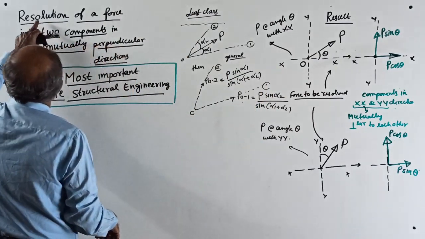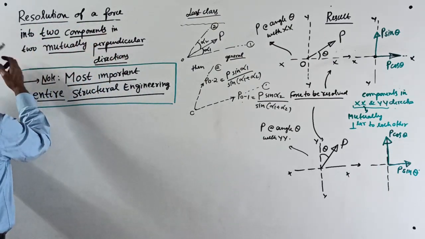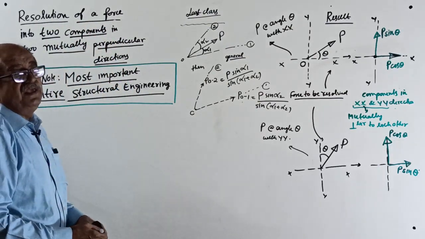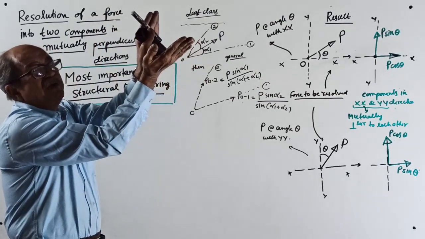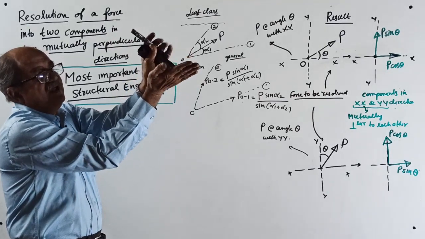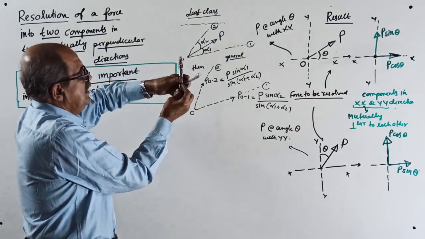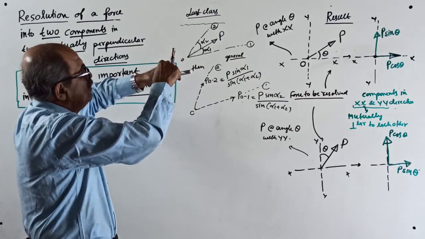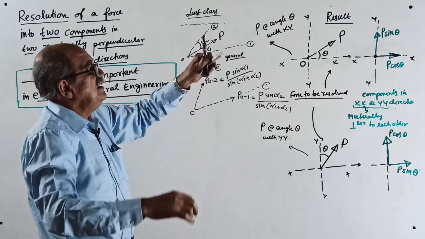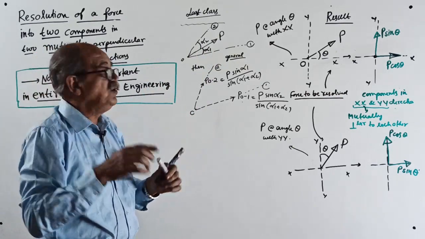Now do one thing. Start: resolution of a force into two components in two mutually perpendicular directions. That is not this way. Last time it was simply this way. Now it should be like this: if one direction is this way, the other should be perpendicular to it. There is no rule that this should be horizontal. Even tilting will do. But remember, this should be 90. One by one I will explain.